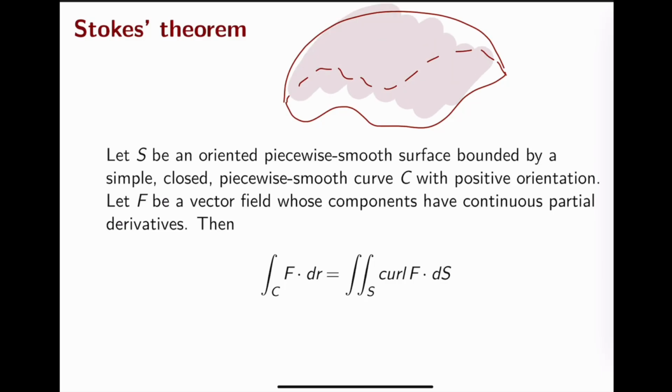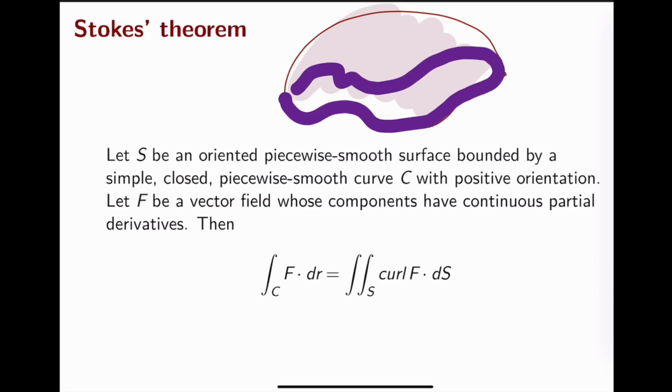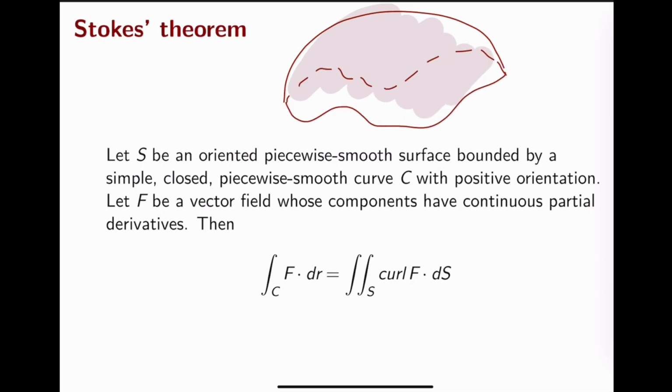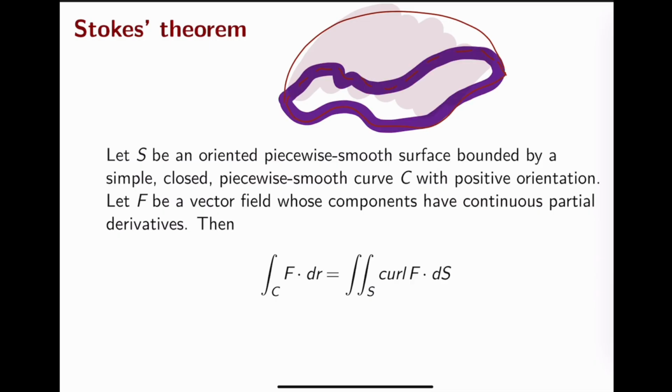We have a surface bounded by a curve that is not necessarily contained in a plane. What the Stokes theorem says is that the integral of the vector field over that curve is the same thing as doing the double integral over the surface whose boundary is this curve, right? Over the surface of the curl of f dS.